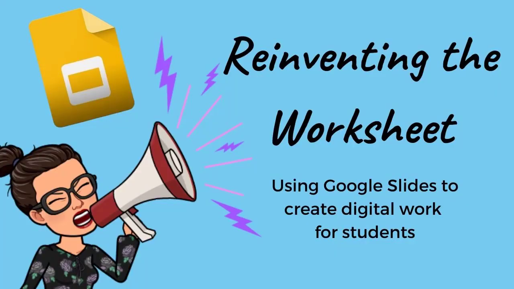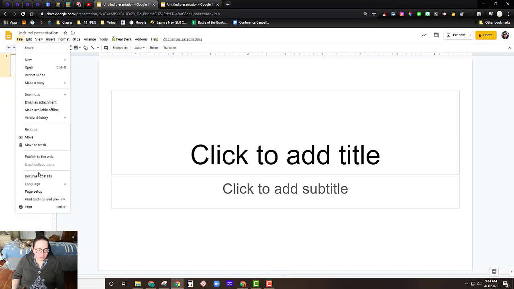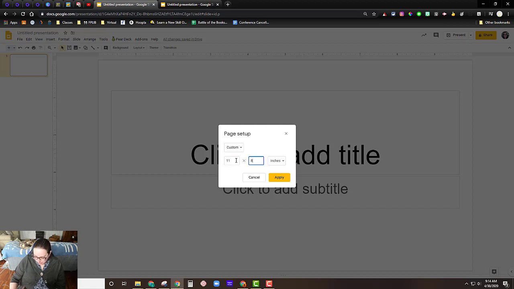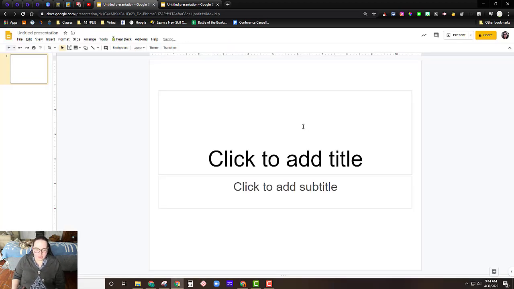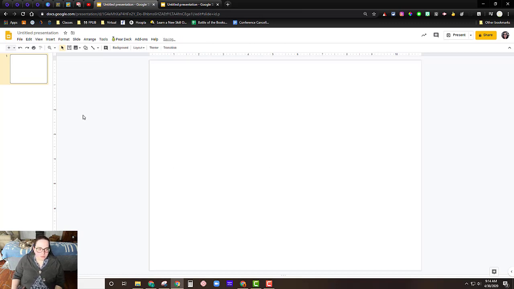Hello, this is going to be a video on how we can utilize Google Slides to make editable slideshows. The first thing that I do is I open up a slideshow and I am going to change the size of this slide so that it's more the size of a piece of paper. So I go to File, Page Setup, and Custom, and I'm going to make it 11 by 8.5, which gives us a landscape piece of paper. I'm going to get rid of these two text boxes because I don't need them.